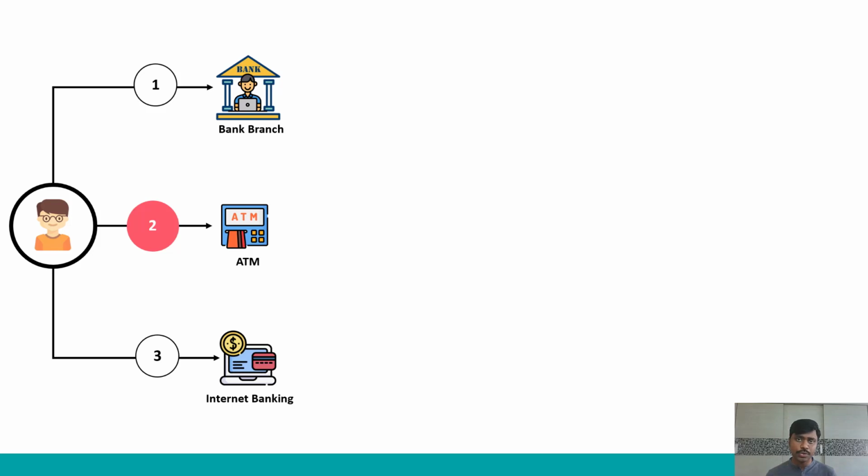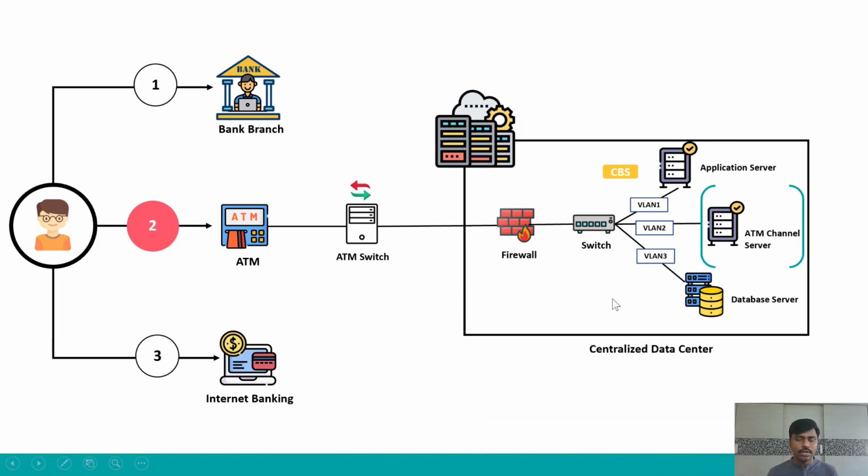Again, as I told you earlier, irrespective of the source, the data is always stored in the database server. So finally the transaction has to hit the database server, which is the centralized database server. Now let's see how this transaction happens in the backend. The moment the customer inserts his card and enters the PIN, in the back end the request first goes to the ATM switch. This ATM switch is also a server actually.